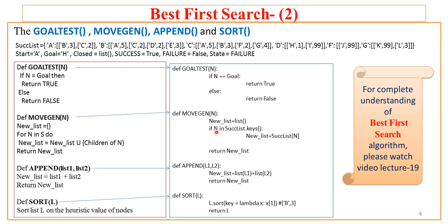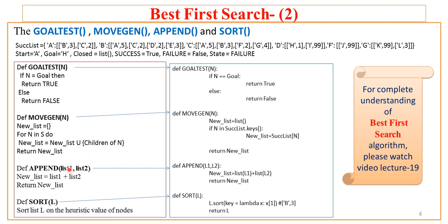So it checks whether this given node n is appearing in the successor list as a key. If that node is appearing as a key, then extract the children of that particular key. Now how do we extract the value of that particular key? If you simply say succ list of n, it returns the value of that particular key. For example, if the node is A, then succ of n will return B and C, and that will be stored in the new list and returned.